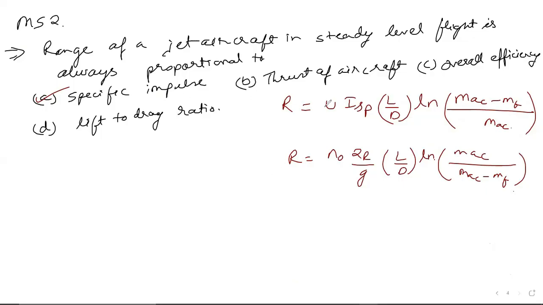Range is proportional to Isp, right? Range is proportional to thrust of aircraft. So Isp, what is the Isp formula? Isp formula is basically thrust upon g into mf. So if anything is proportional to Isp, that is automatically proportional to thrust. Then it is proportional to overall efficiency also, right? Then proportional to lift to drag ratio also, right? So all the options are correct. In this multiple select question, where all the options are correct, if you miss choosing any single option, no marks, 0.